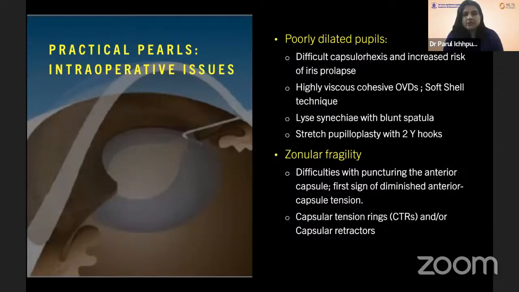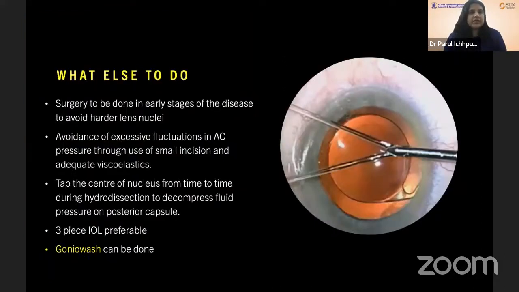When we talk about intraoperative issues, if we talk about cataract surgery, these patients have poorly dilated pupils. So we either need to lyse synechiae with a blunt spatula, or do stretch pupilloplasty, or use highly viscous OVDs. For zonular fragility, you need to keep a CTR ready in case there is any problem on table. And what else can we do?